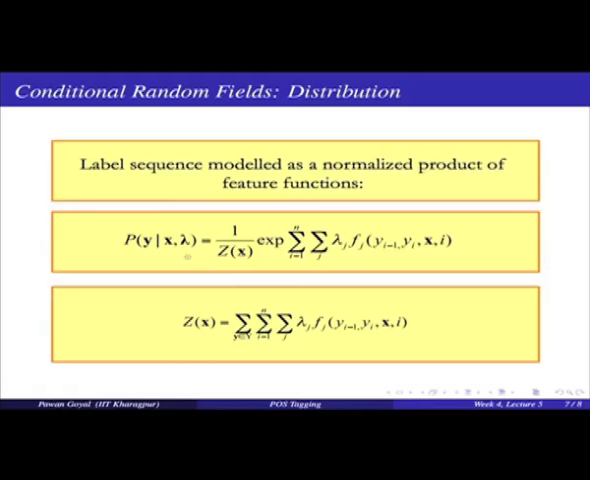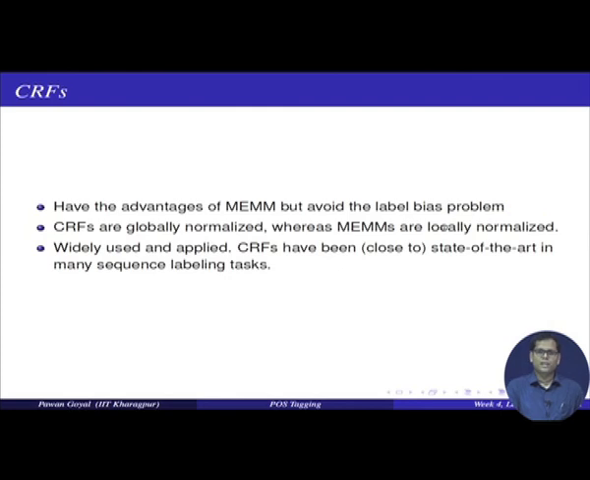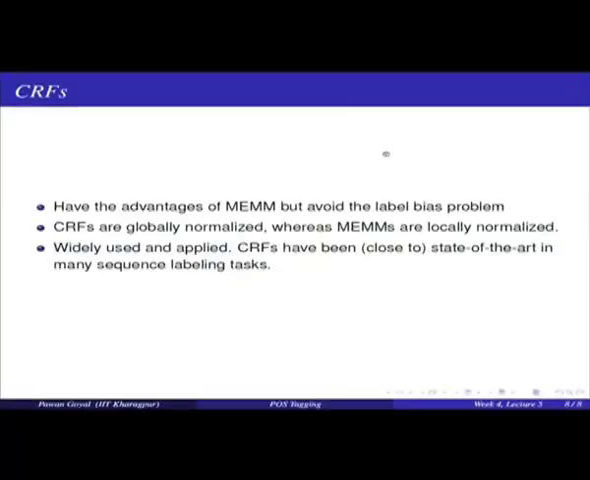So this is the particular function that is used in conditional random fields. What we can see is that conditional random fields have the advantage of the maximum entropy Markov model. They use the same sort of features. The kind of model is very similar to the maximum entropy Markov model, but they avoid the label bias problem. So CRFs are globally normalized, whereas MEMMs are locally normalized. That we had discussed, and they are very widely used and applied for many sequence labeling tasks. They were very close to the state of the art models for many of these tasks.